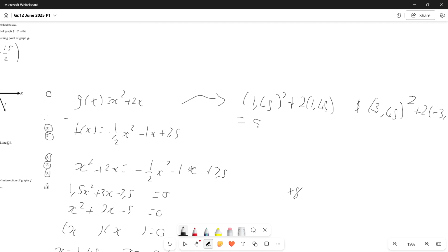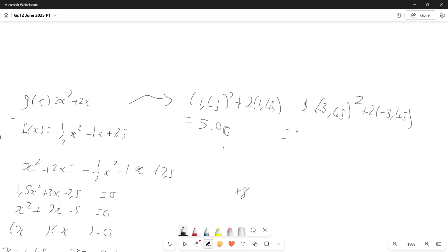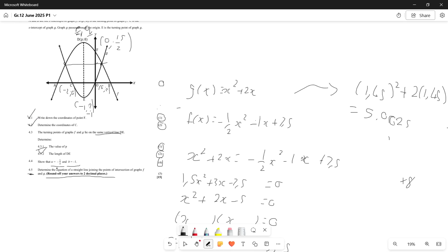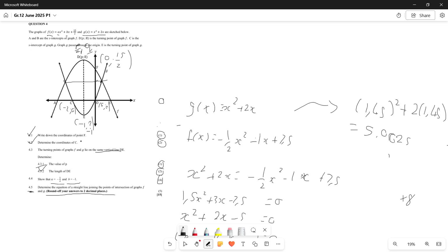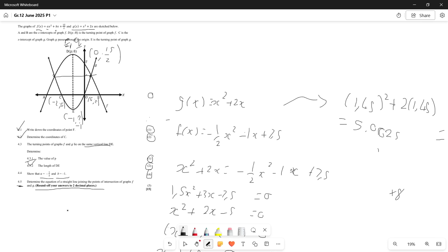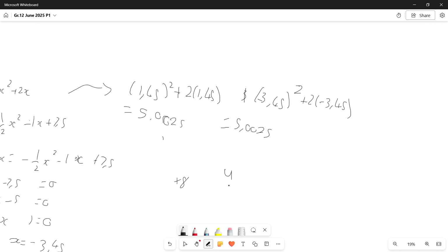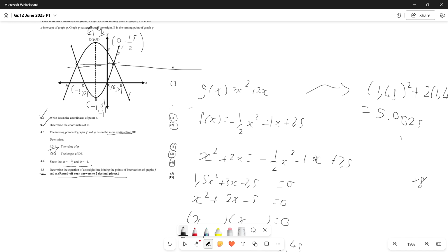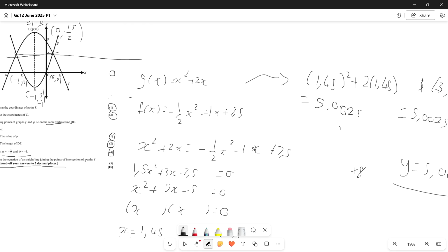This answer rounded to 2 decimal places goes to 5.00, and this y value also goes to 5.00, which means this is a horizontal line, which means there isn't a gradient. There's no gradient formula. So we don't have to get the gradient here because the y's are the exact same. So that means the equation of a straight line joining the points of intersection of graphs f and g, the answer is y equals 5.00, to 2 decimal places. And this will be a perfectly horizontal line running there with no tilt. So it's not going to change, and the y-intercept does not change because it has a gradient of 0.